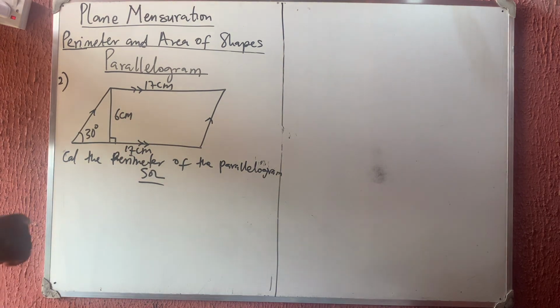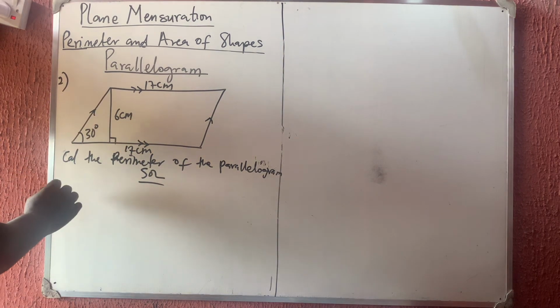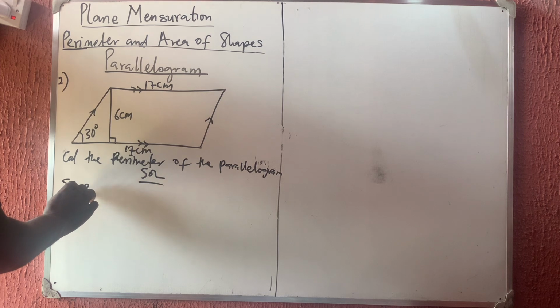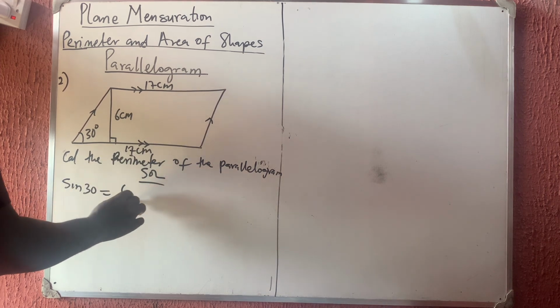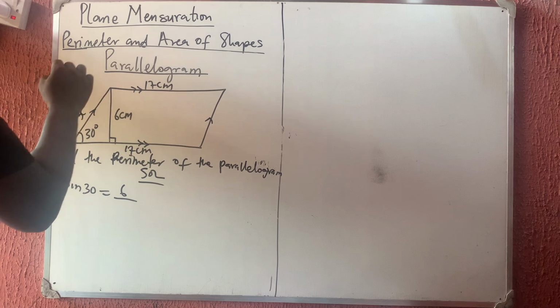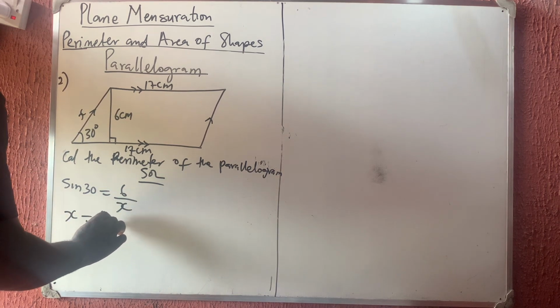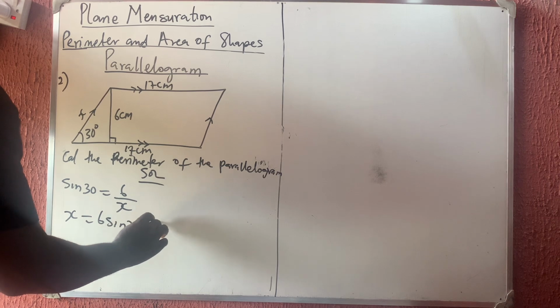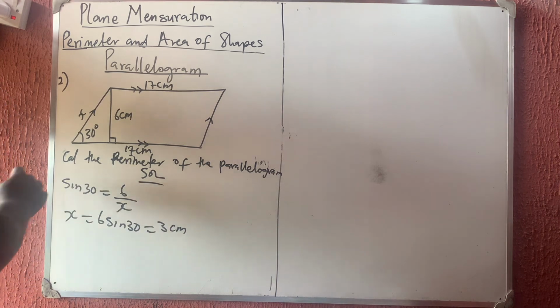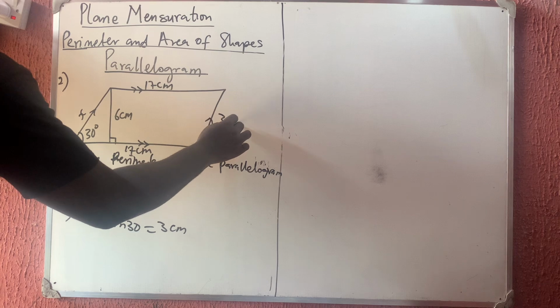So I can use opposite over hypotenuse. I'll say that sine 30 is equal to opposite 6 over hypotenuse. Let me call the hypotenuse x. So therefore, my x will now be what? 6 times sine 30, which is 3 cm. So if here is 3 cm, automatically this side is 3 cm.